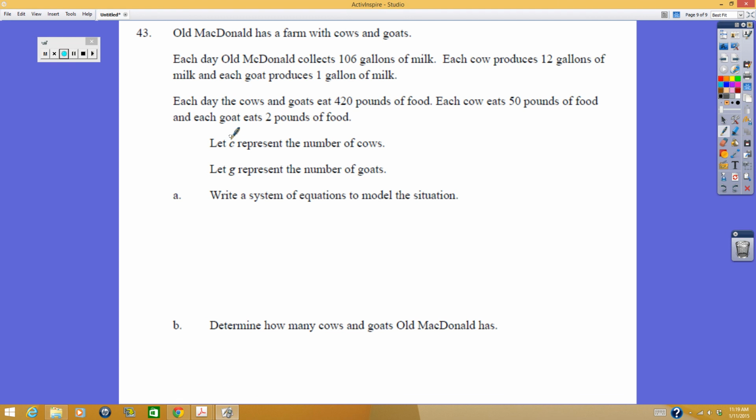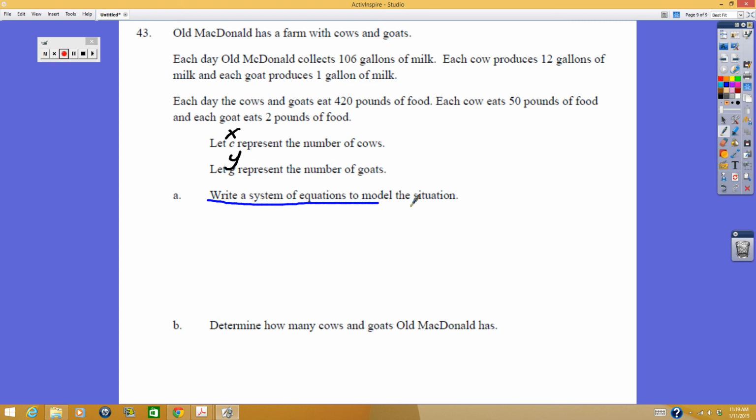Alright, just to keep things easier for your minds to grasp, instead of C for the number of cows, I'm going to use X. And instead of G, I'm going to use Y. I like that they're using C and G. And if you're able to keep this system of equations concept in your mind and solve it with the C and G, that's great. But I'm going to use X and Y.